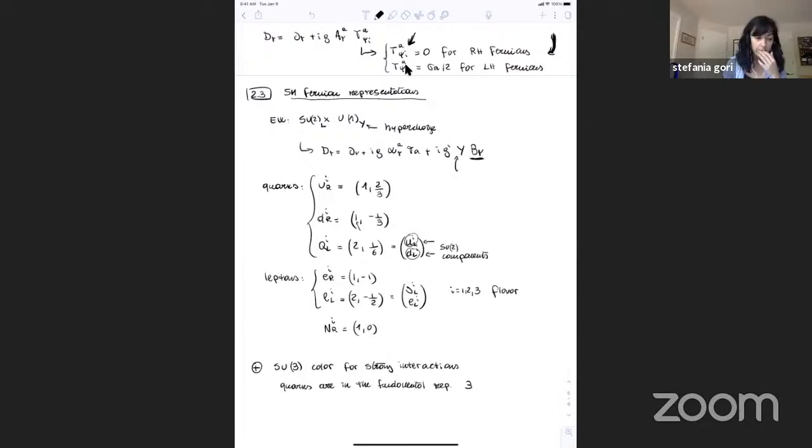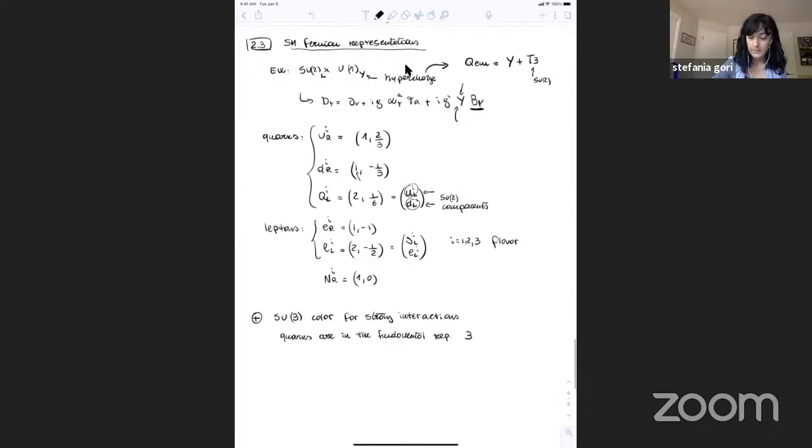And to connect to what we will see tomorrow, you might wonder about this hypercharge. I can tell you already that what we will learn tomorrow is that the electric charge that we are familiar with is a combination of this hypercharge, Y, that you see here, plus the third component of the isospin, the third component of SU(2). So this is basically all I wanted to say about the electroweak interactions.